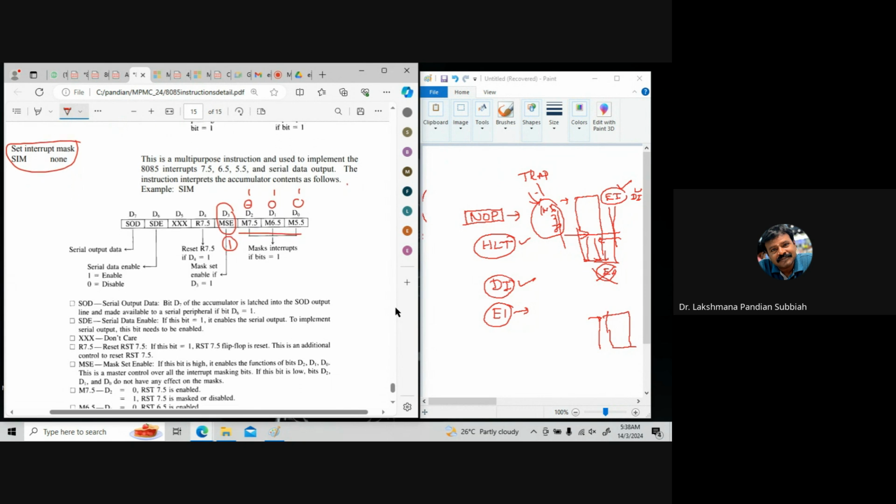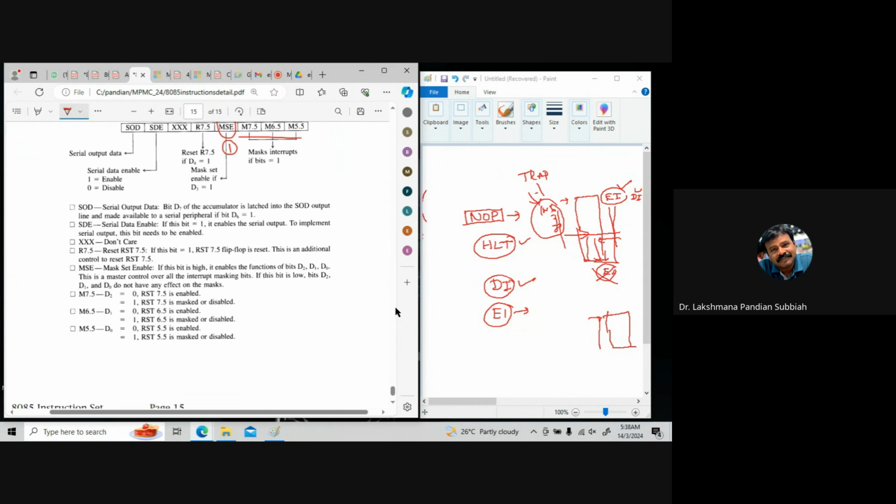So you see here, 0 is enabled, 1 is disabled, 1 is shut down. That is how we can disable the corresponding interrupt. Whichever interrupt you want to disable, for example if you want 5.5 disabled, we have to set 0, 0, 1, for 7.5, 6.5, 5.5, right? Then the corresponding bit here is MSE, the mask set enable. This is the control of the next coming interrupt, right?